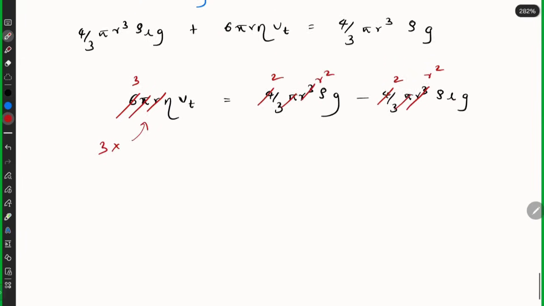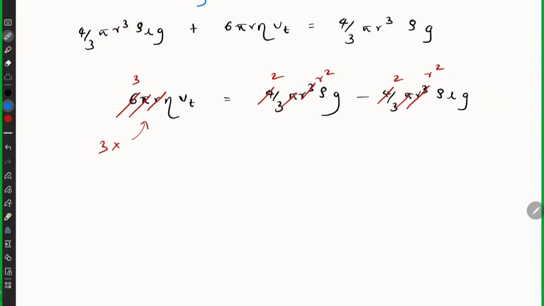Yeah. Now I'm going to multiply the entire equation by 3. What do you get then? 3 times this equation. So what do you get? 3 times 3, 9. So 9 eta vt equals what? 3 times 2, 6. Right? So you get 6 there. We are on the right track, right? So we are multiplying by 3.